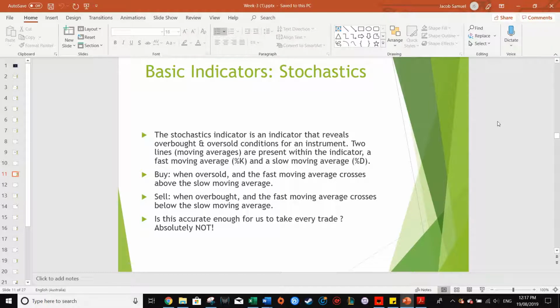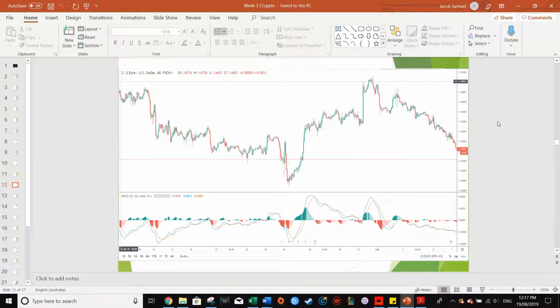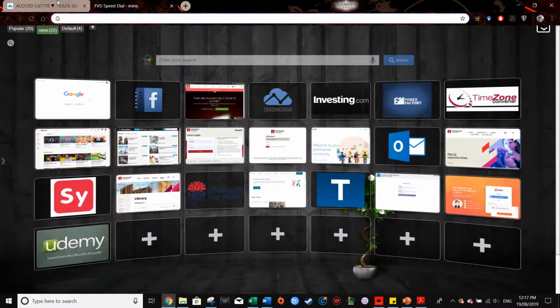So in this case, I don't like using stochastics. It's basically the same concept. Is there an example for stochastics? Yep, I just want to show them it. I'll just have to pull it up. Oh, you don't have it up? Oh, okay. I must have used the wrong one.